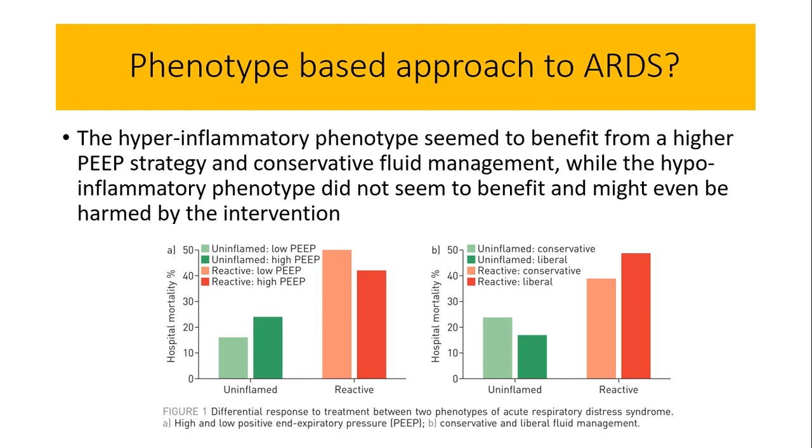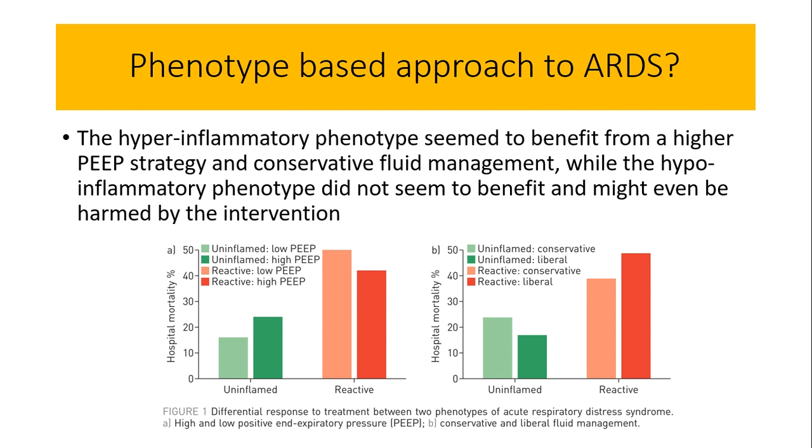The next thing, phenotype-based approach. This is the new thing, and there is a lot of interest in that, because they understood that just like we are all different, ARDS is also all different. Okay, so there's a hyper-inflammatory phenotype which has higher inflammatory markers, a patient who appears to have higher SIRS, more septic, more hyperdynamic circulation, everything. Here, a higher PEEP strategy and conservative fluid management is useful, because more SIRS means more leaky capillaries, more leakage into the lungs, right? Effectively.